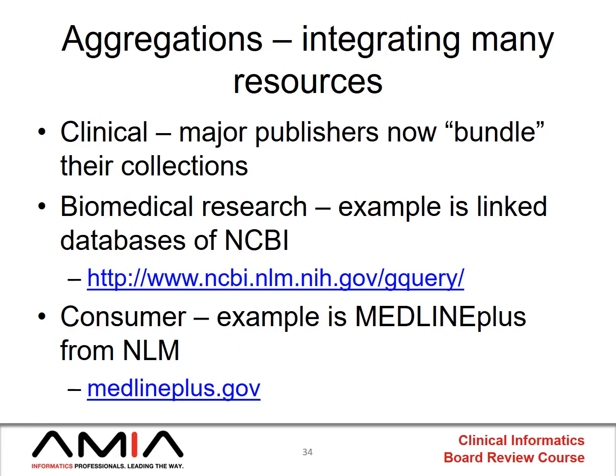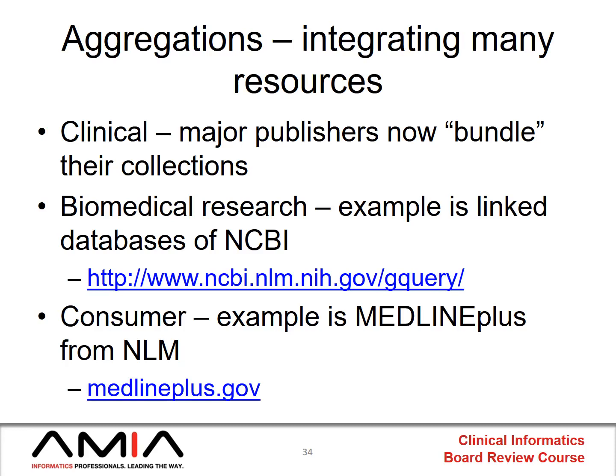An increasingly common type of content is aggregations, where many resources are integrated. We've seen major consolidation in the publishing industry, so now most of the major publishers have large collections of bundled content that they make available, various textbooks, subspecialty textbook journals, and so forth.